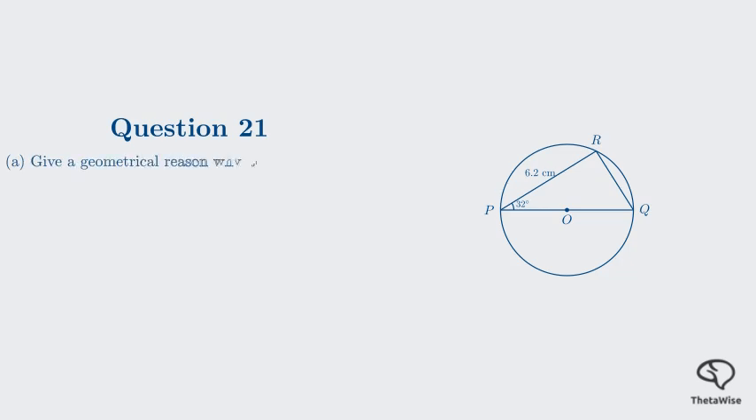In Part A, we are asked why the angle at R is a right angle. This is a fundamental circle theorem. Any triangle drawn from the diameter to any point on the circumference will always form a 90-degree angle. The reason is, the angle in a semicircle is a right angle.